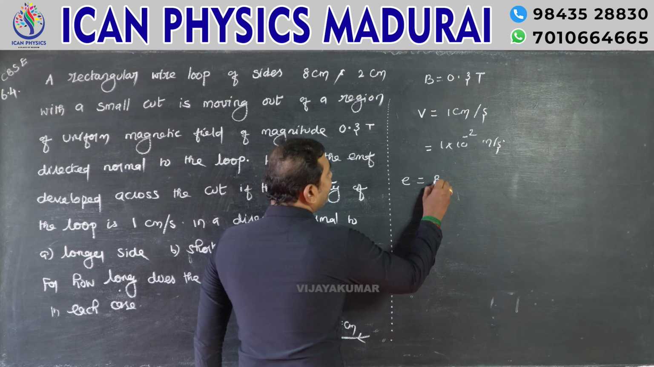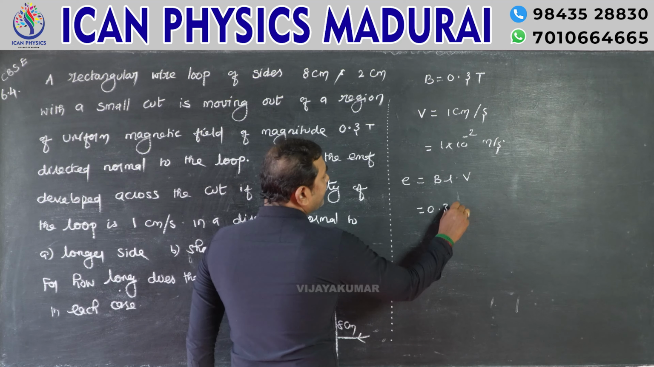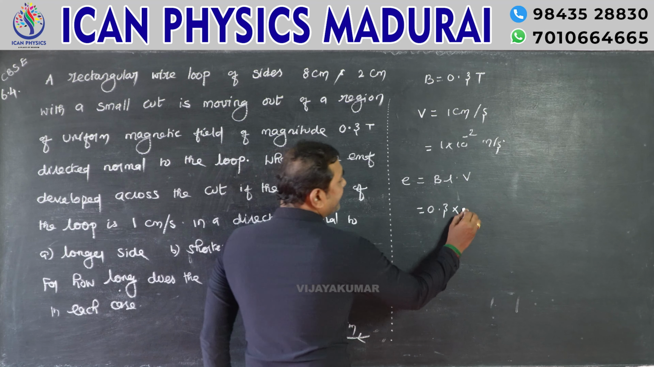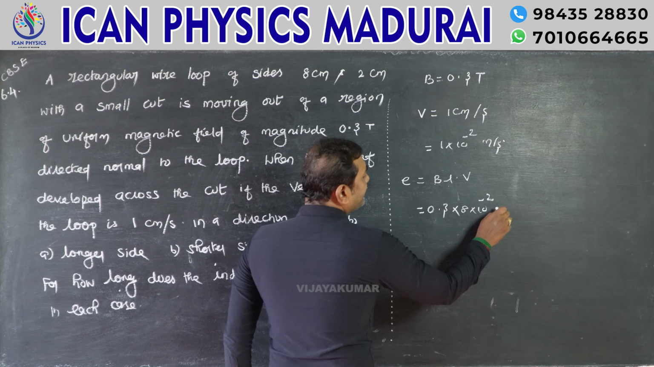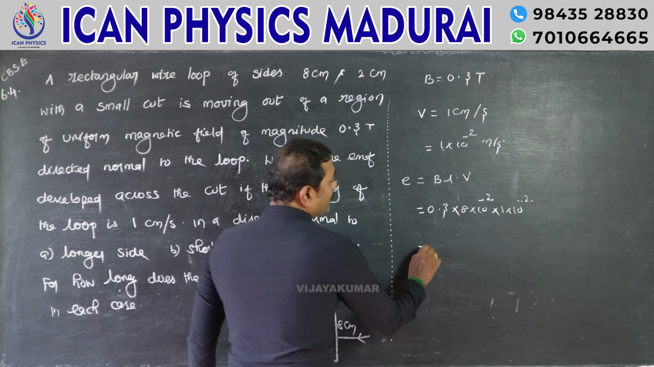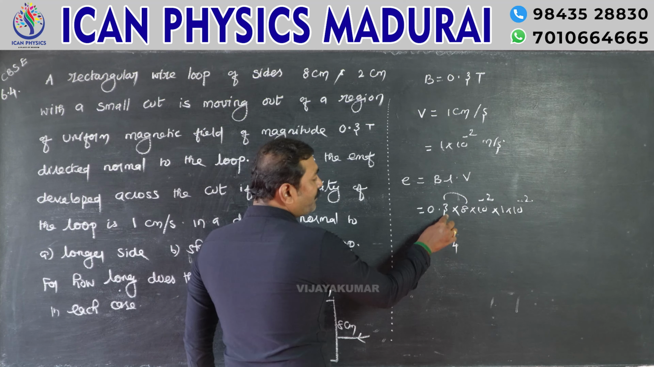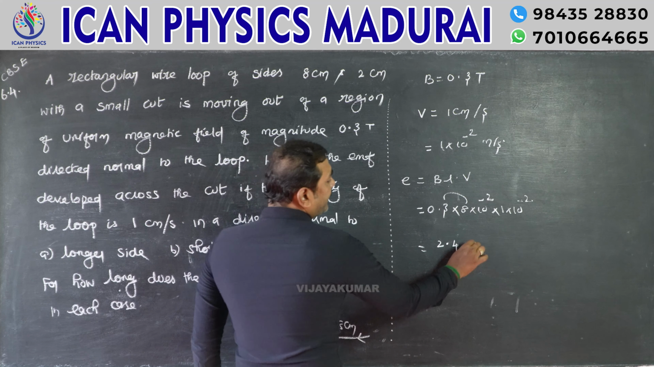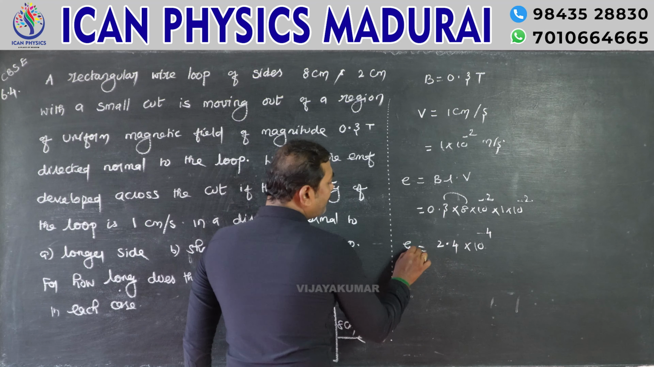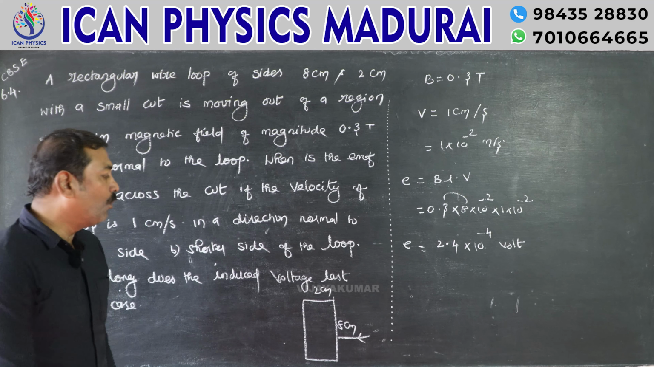So, EMF E equal to BLV. So, what is B? 0.3 into L. Now, what about the length? 8 centimeter. So, 8 into 10 to the power minus 2 into velocity, that is 1 into 10 to the power minus 2. So, 8 threes are 24. How many decimal points? 1. So, 2.4 into 10 to the power minus 4. This much of EMF. So, we can take 2.4 into 10 to the power minus 4 volt.